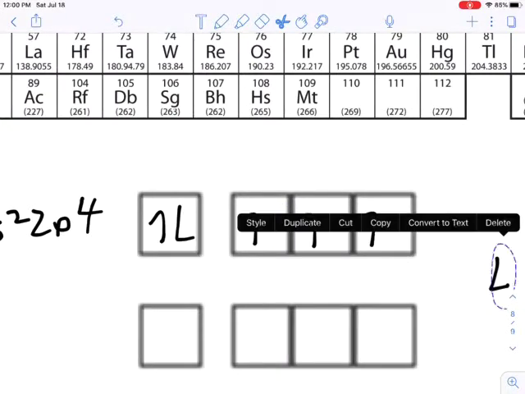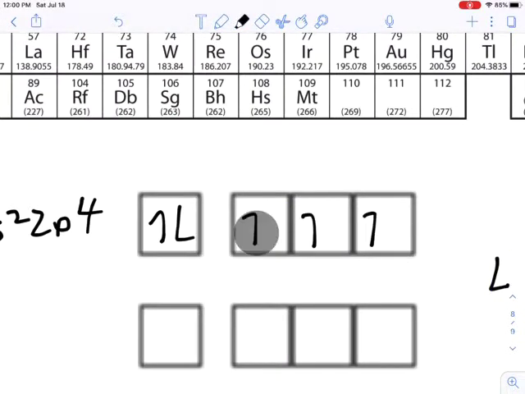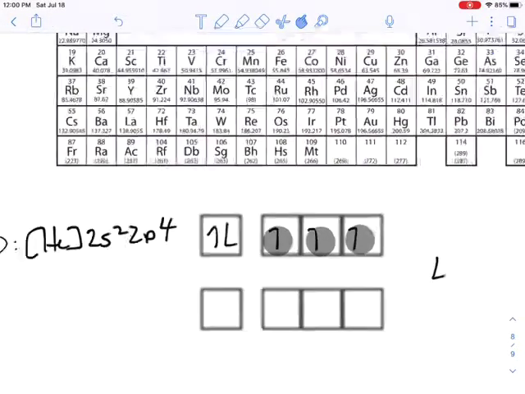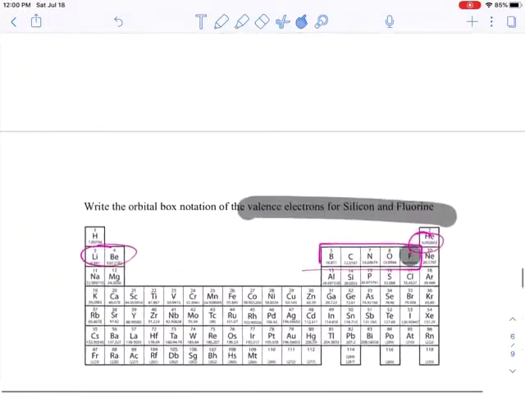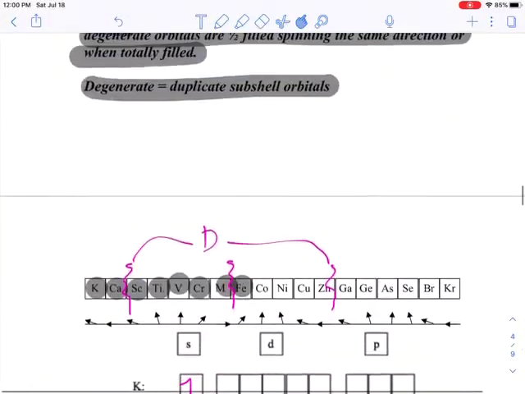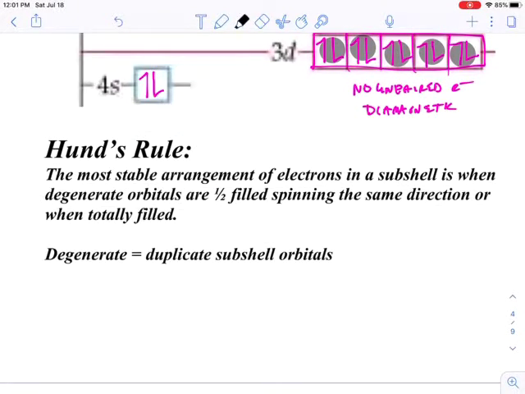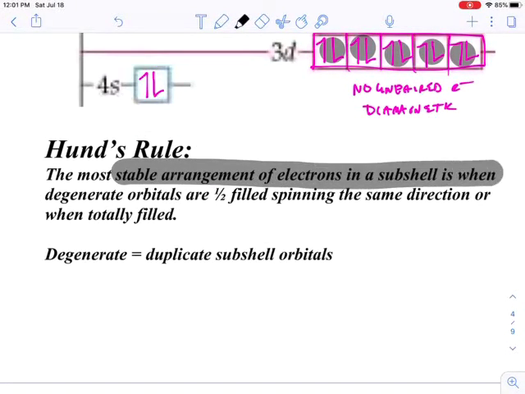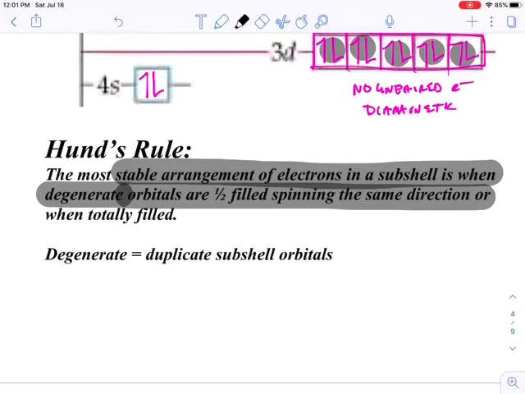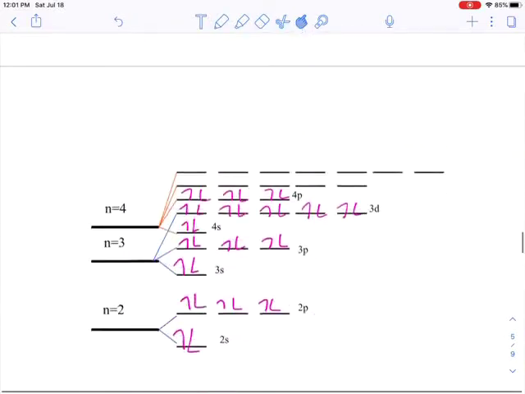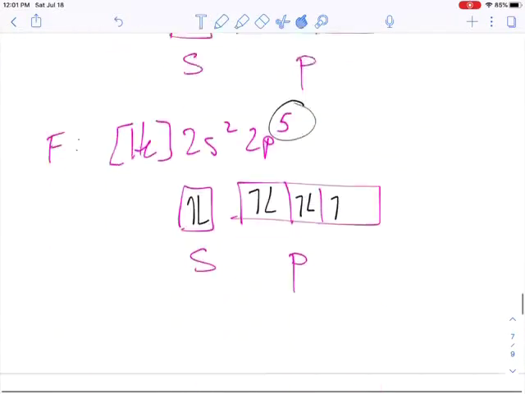Now, if we go to take an electron from oxygen, look what happens. If we take an electron, we're probably going to take that guy and make him go away. And if we do that, now what do we have? We have three half-filled orbitals all spinning the same direction. Gee, what does that sound like? Half-filled orbitals spinning the same direction is the very definition of Hund's rule. Hund's rule says the most stable arrangement of electrons in a subshell is when degenerate or duplicate orbitals are half-filled spinning the same direction, or when they are totally filled.